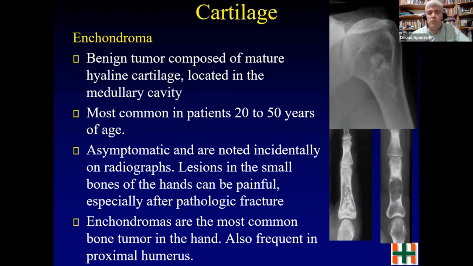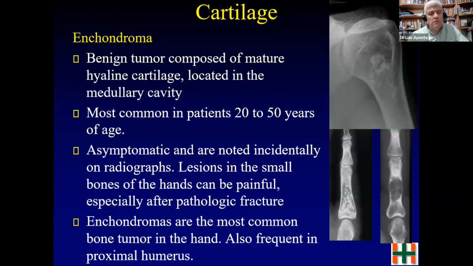It's usually between 20 and 50 years, but we have a difference between the long bones and the bones of the fingers of the foot and the hand. So if you see this picture of the bone here, and if you see here in the hand, it's more aggressive. If you have this cortical erosion in the humerus or in the radius or in the ulna, it's going to be a chondrosarcoma. But in the fingers, usually it's a benign enchondroma, and it's the most common bone tumor in the hand.